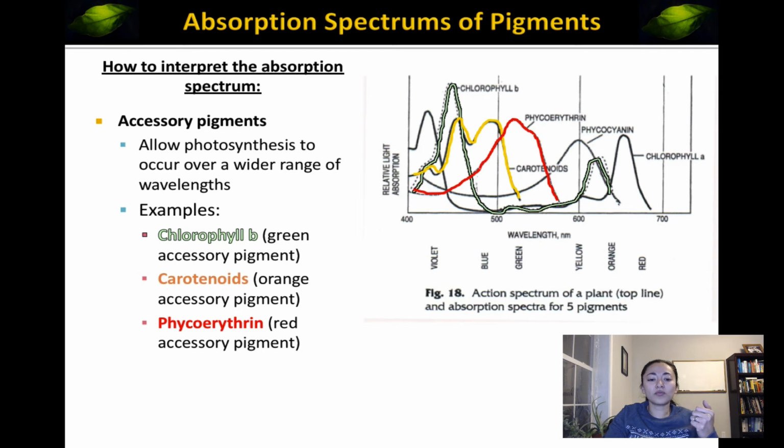Phycoerythrin, this is a red accessory pigment. Notice it can't absorb any red light down here, and this is why it appears red. But phycoerythrin is really good at absorbing green light. So a plant that has a lot of this pigment in it can increase the amount of photosynthesis happening under green light. Let's summarize everything that we just learned.